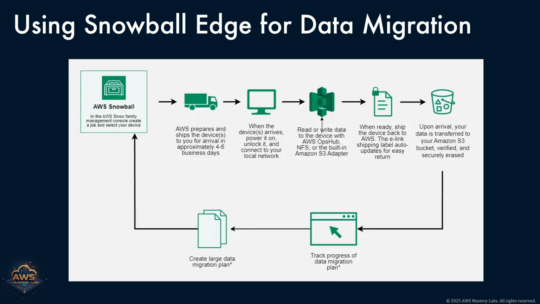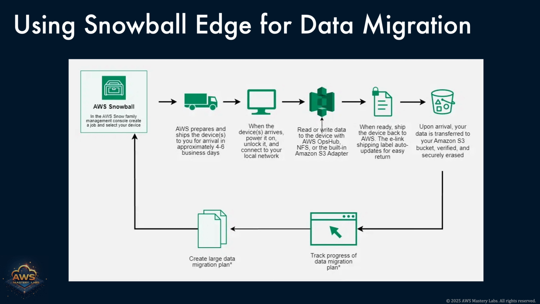You start by requesting a Snowball device from the AWS Management Console. Once the device arrives at your location, you install the Snowball client or AWS Ops Hub on your servers to prepare for the transfer. Next, you connect the Snowball to your local servers and begin copying your data using the client. No internet transfer required.